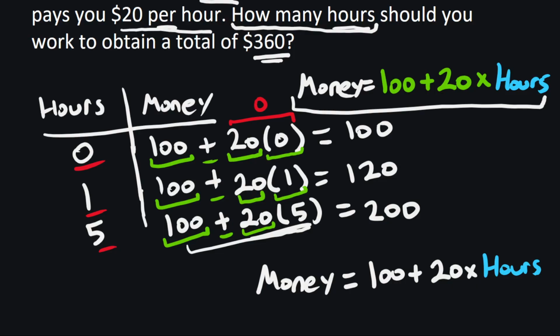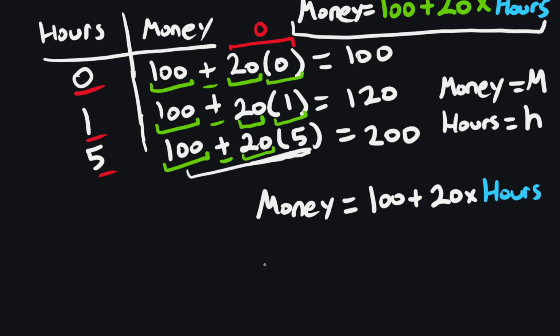Let's go ahead and represent these with letters. Let's call money the letter M, and let's call hours the letter H. So let's rewrite this to represent our letters. Our money, or M, equals 100 plus 20 times H, so 20H. M equals 100 plus 20H.